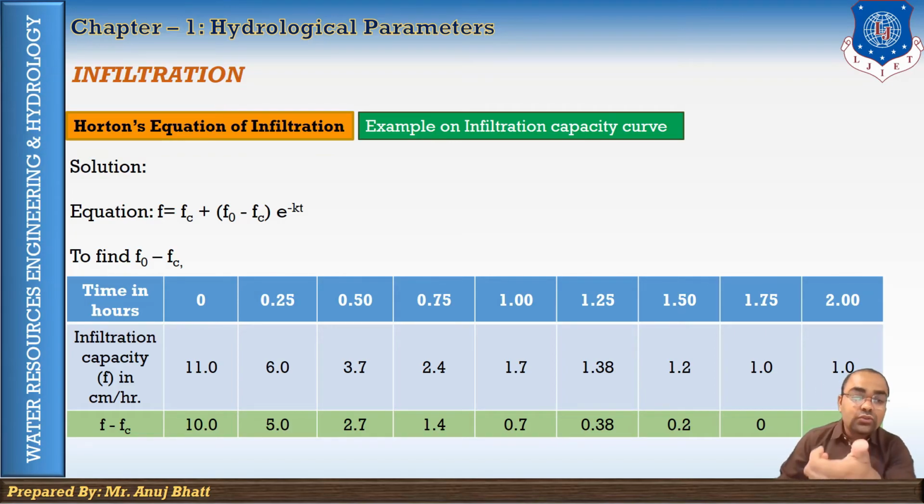So what we need to do is find F minus Fc. At the initial time 0, F is 11. 11 minus Fc, which is 1, is 10. In the same way, 6 minus 1 is 5, 3.7 minus 1 is 2.7, 2.4 minus 1 is 1.4, 1.7 minus 1 is 0.7, and so on. So these are our F minus Fc values, which we have to substitute in the equation.